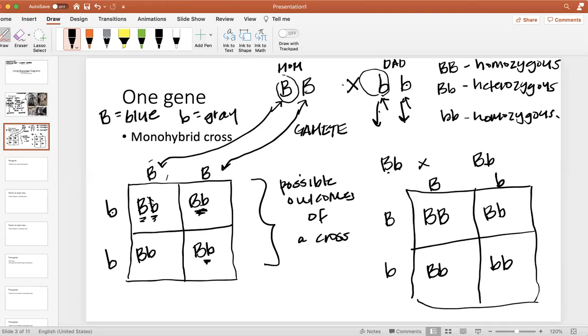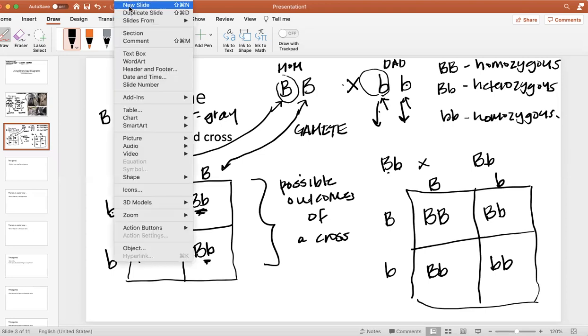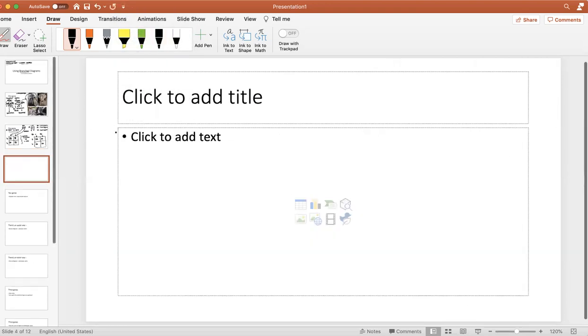Now, I want to, let's see here, I'm going to go up here and I'm going to insert a new slide. Now, I want to go back. Hold on one second. Let me get this to come off. Stop. There we go. Now it should click off.